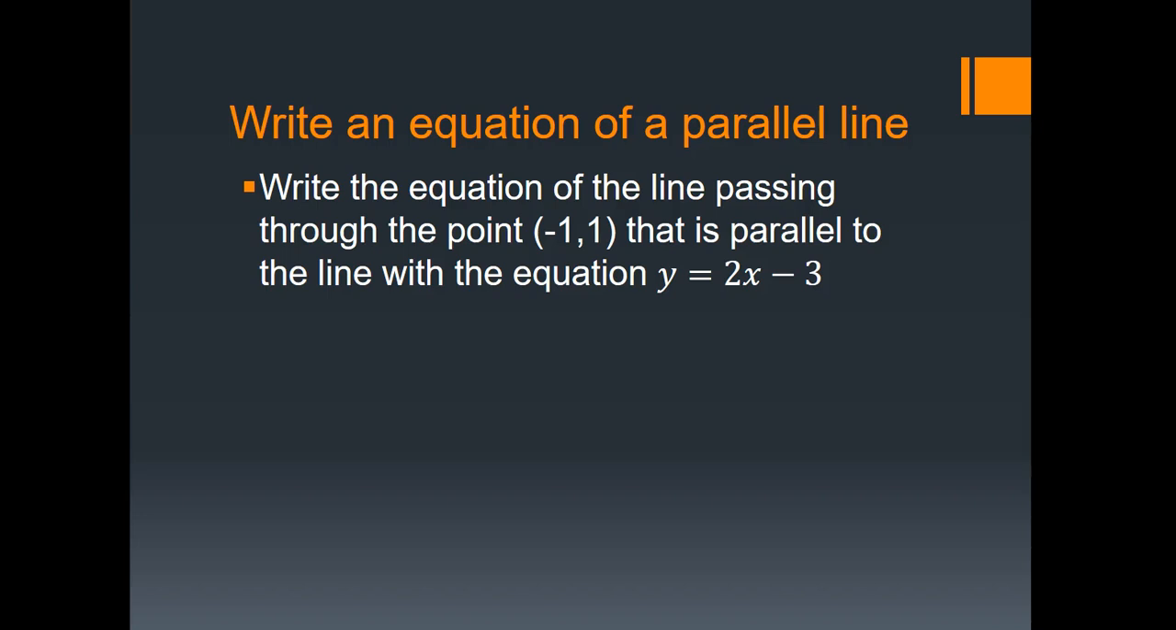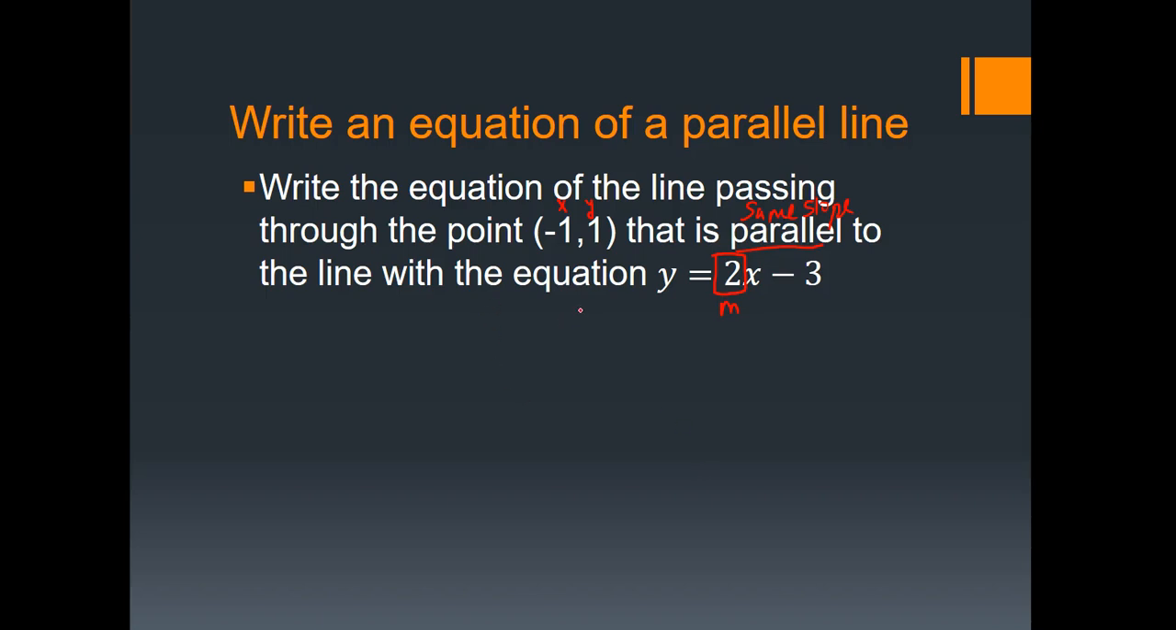Write an equation of a parallel line. So write an equation of a line passing through the point negative 1, 1, so there's my x and my y. That is parallel. Remember, parallel means same slope to the line with the equation y equals 2x minus 3. So the only thing that you're taking from this equation is, since I'm being parallel to it, I am going to take my slope of 2 and I'm going to use that because parallel lines again have the same slope.